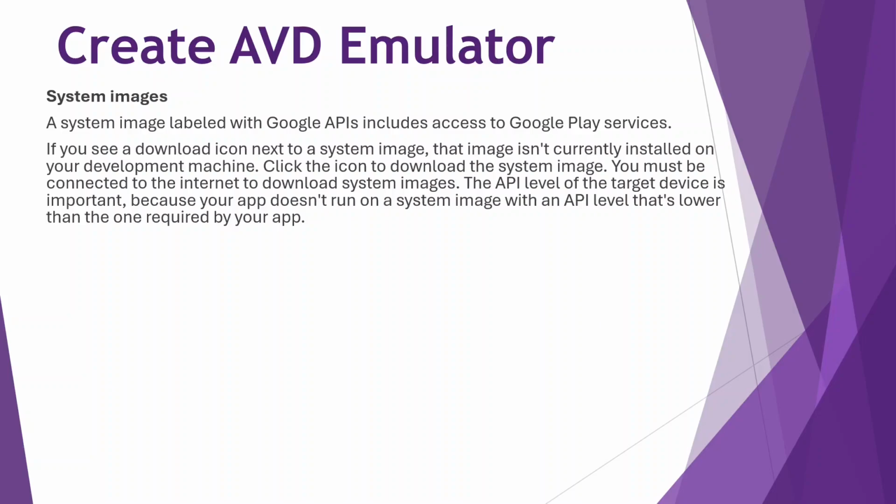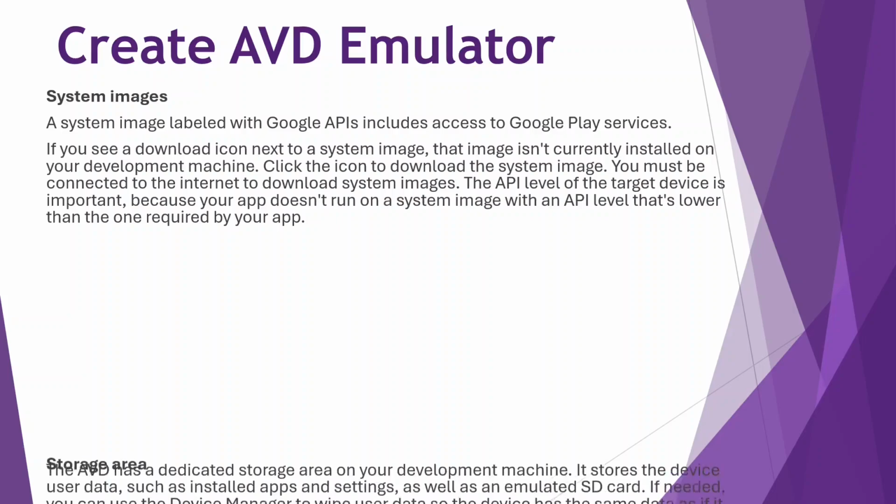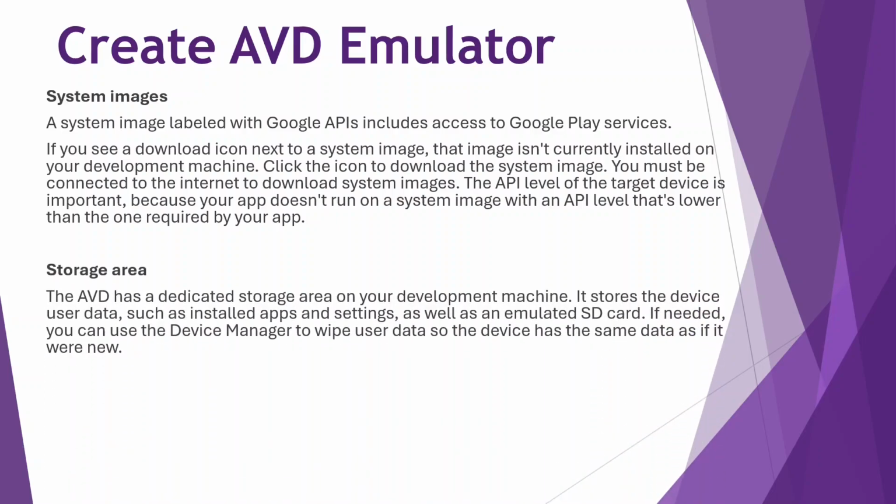If you see a download icon next to the system image, that means that particular image is not present in your system. You need to click on download, and then that image will be downloaded to your system, and then you can select the image. If you do not have a download icon next to the image, that means the image is already downloaded to your system.